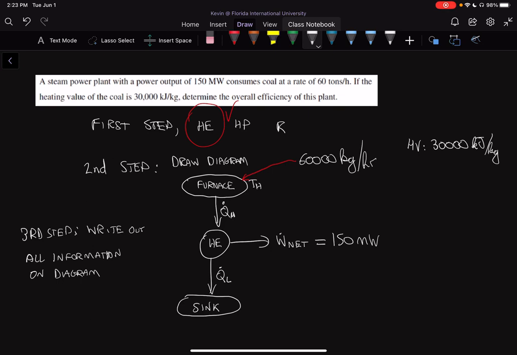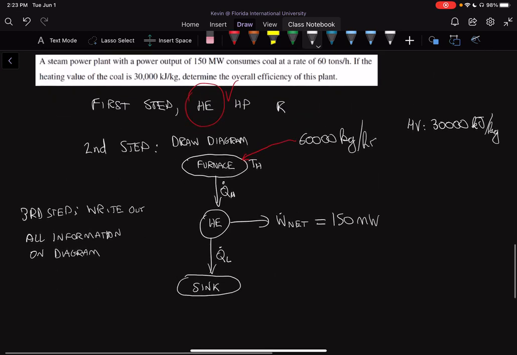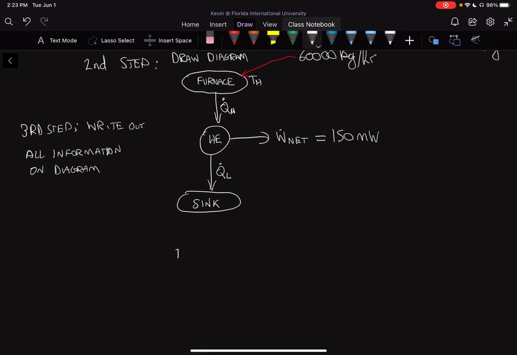Do we have any other information? No, we're not given any other information. The last thing we're given is what we're trying to find, which is to determine the overall efficiency of the plant. Since we're trying to determine the efficiency of a heat engine, we're going to use thermal efficiency. So our goal is to find eta thermal equal to W dot net divided by Q dot in.